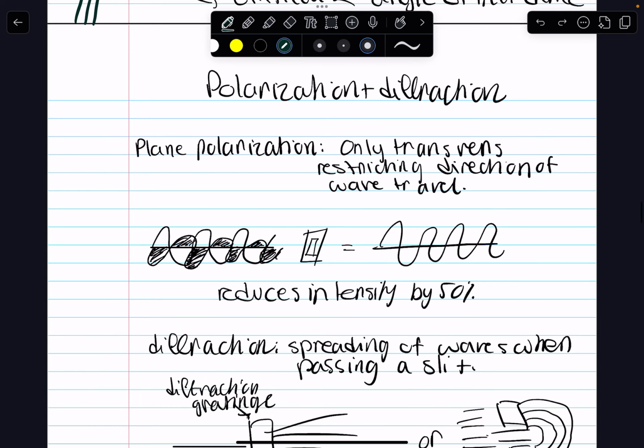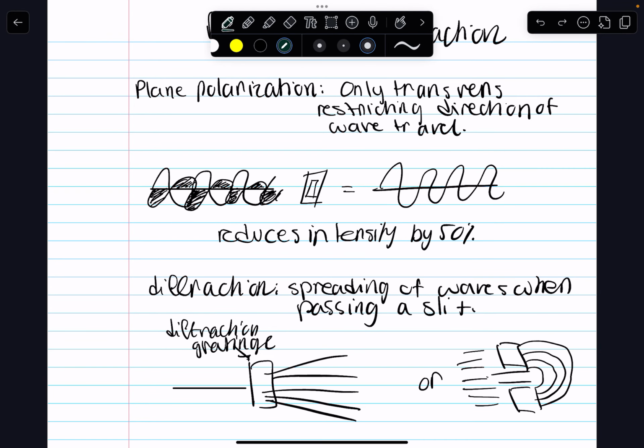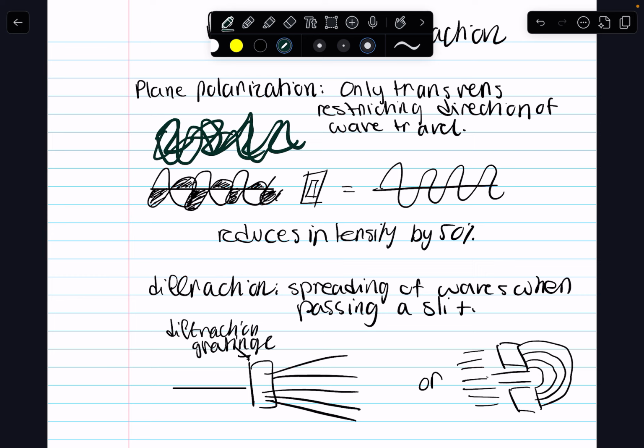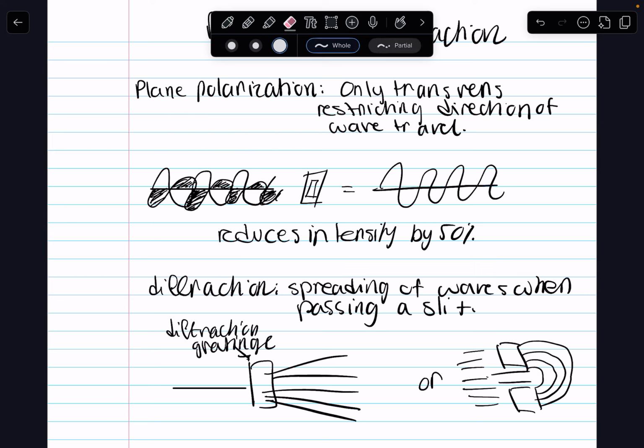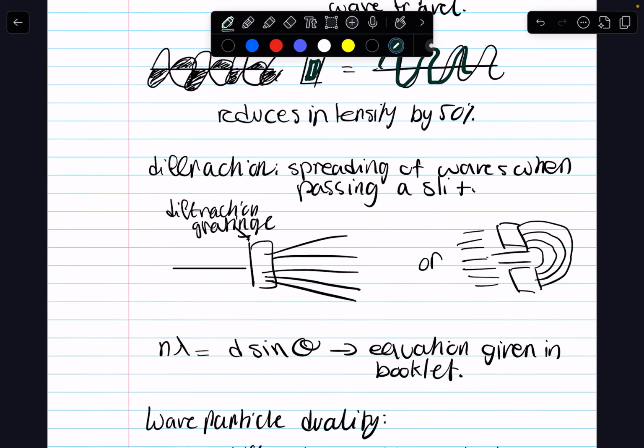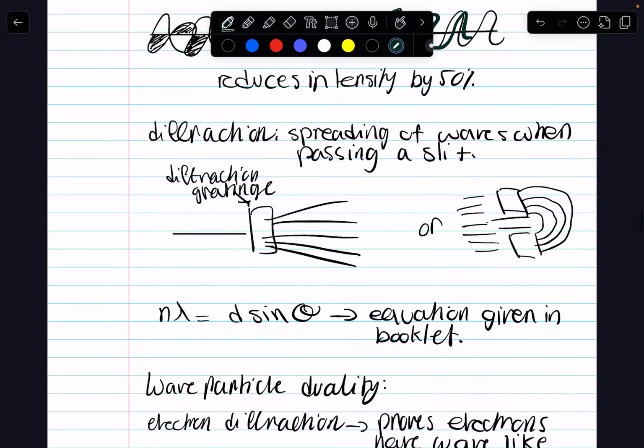So polarization and diffraction. Plane polarization is basically only transverse waves could do it, because transverse waves have different directions. So it should be perpendicular, so it could be up and down, up, down, left, right, all of that. And then you plane polarize it, so you restrict the direction of the wave travel or wave movement. So here we have up and down and left and right. We plane polarize using a filter, and we get one movement. So it reduces intensity by 50%.